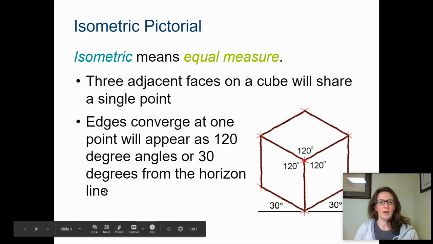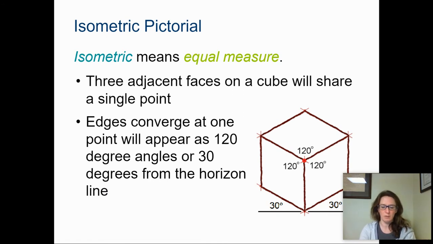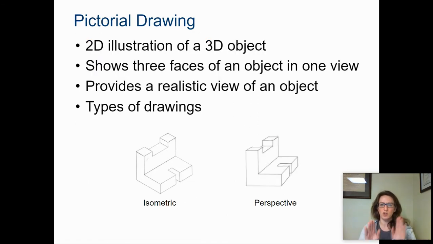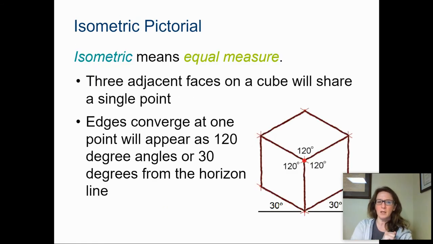Okay, so the first type. Remember we talked about there was pictorial, right? There's pictorial drawings. There's two types of pictorial drawings, isometric and perspective. Within isometric, let's just talk about what isometric means. You've heard ISO, like isolated, but also isosceles triangles, okay, equal measures, isosceles, so the ISO.